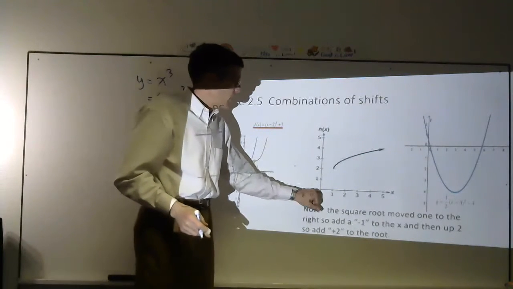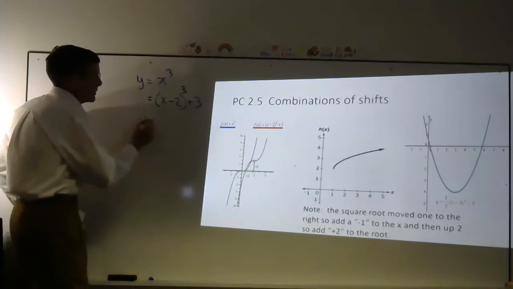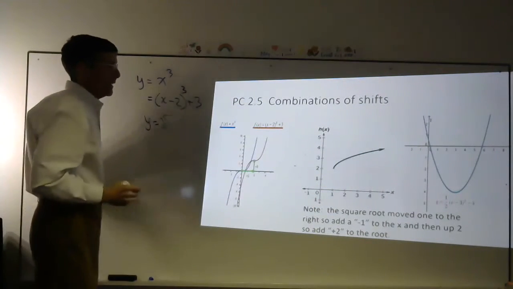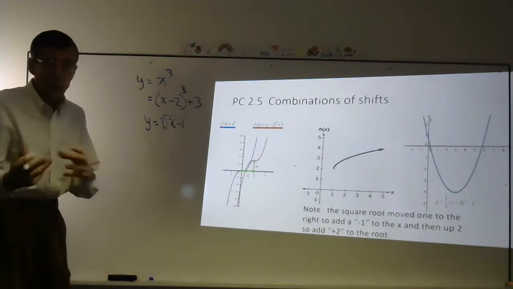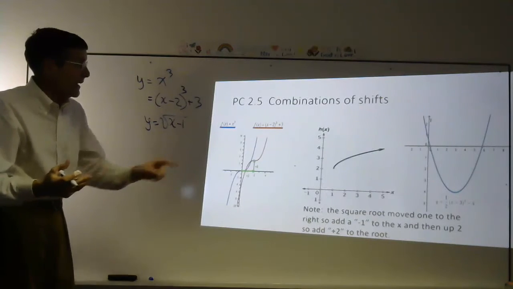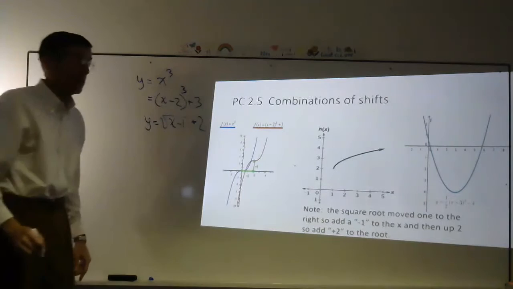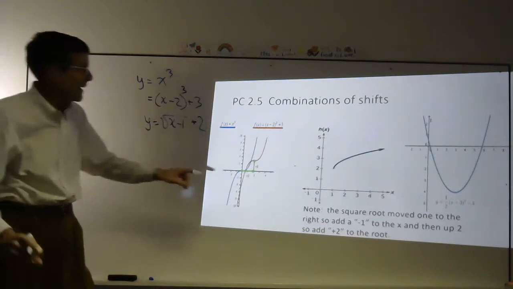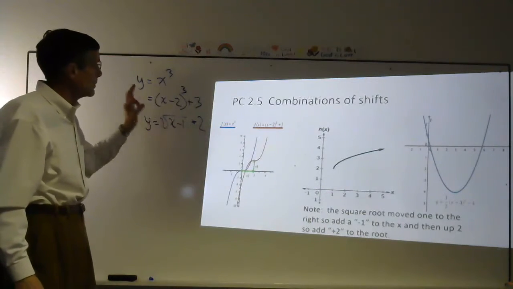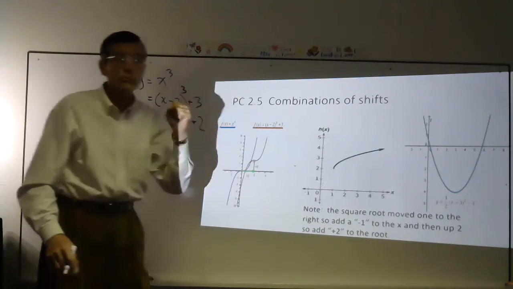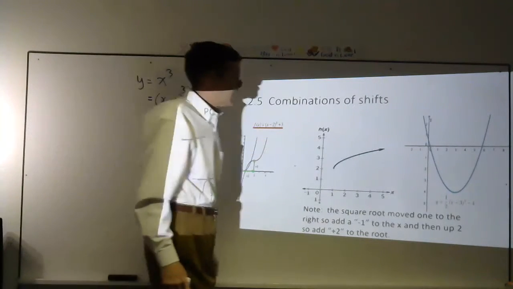How about this square root? Okay? We go 1 to the right, and then we go up 2. So we know it's a square root. If you want to go 1 to the right, is it not minus 1 in with the x? And then to push it up 2, you would add 2 to the whole thing. Check a point, for crying out loud. Put a 1 in. 1 minus 1 is 0. Square root of 0 is 0 plus 2, 2. Boom.